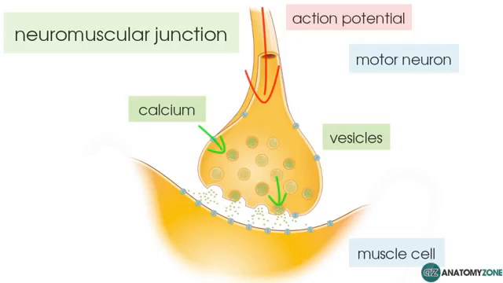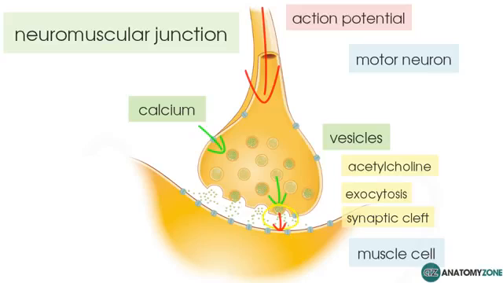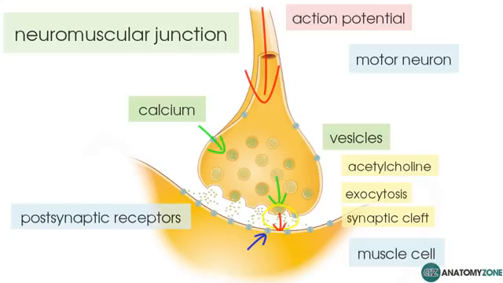Within the vesicles you would have acetylcholine. So in the case of neuromuscular transmission, the neurotransmitter in question is called acetylcholine. You then get fusion of these acetylcholine containing vesicles to the presynaptic membrane. The process of exocytosis releases the acetylcholine into the synaptic cleft. It diffuses across this small distance and binds to postsynaptic receptors on the muscle cell membrane. The receptors on the muscle cell are known as nicotinic acetylcholine receptors.